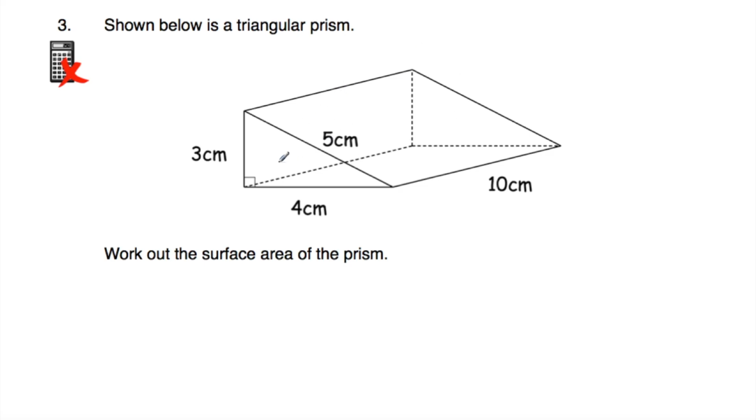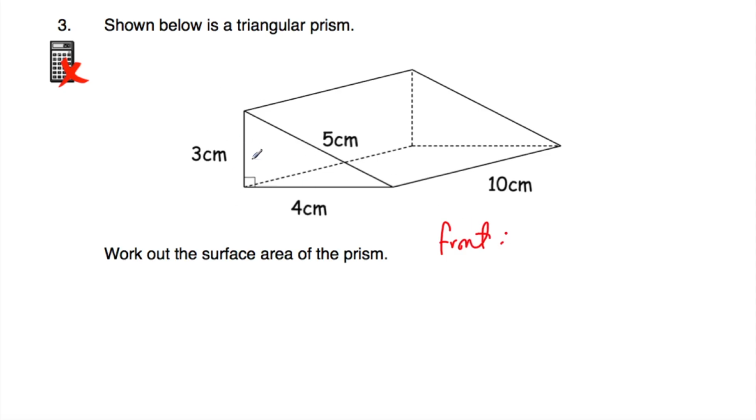It's got the triangular front, the triangle at the back, and those 2 faces will have the same area. We've got the rectangle at the bottom. We've got this rectangle, this slanted rectangle here, and on the left-hand side, we've also got another rectangle. So there's 5 faces, and we need to find the area of each of them. So let's consider the front to begin with. So the front is a triangle, and we've got this triangle here.